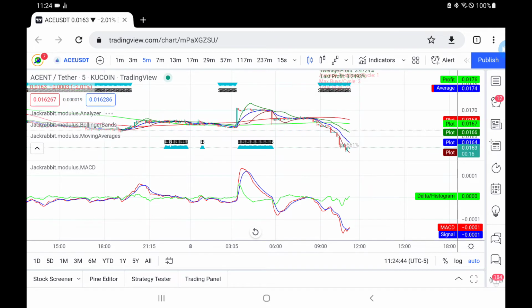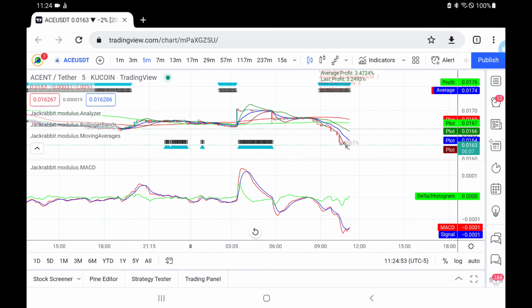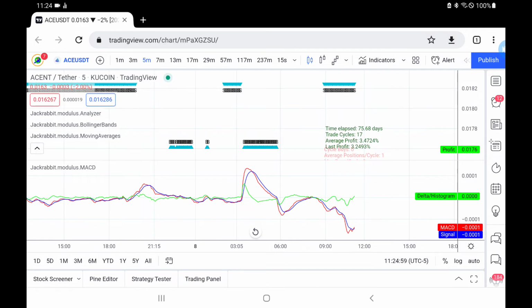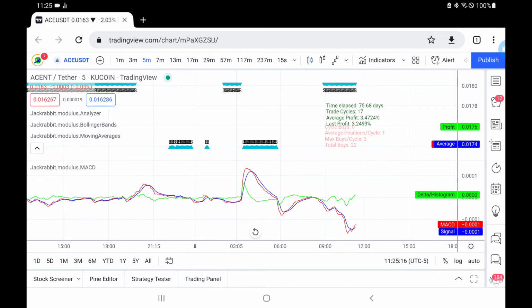And you see our profits went to 1.8. That's not bad. Actually, take that back. It recalculated it at an average of 3.4%. That is really good. 17 trades, 3.4% average profit. And so far for this analysis, it's only had a maximum of 3 purchases per trade cycle.